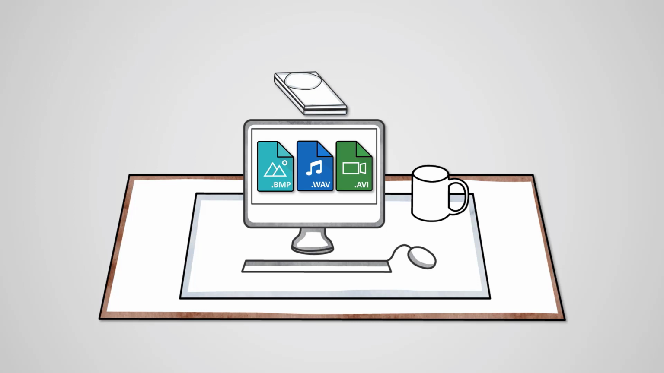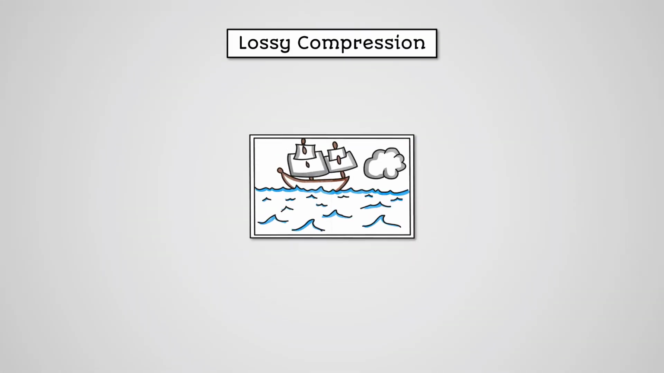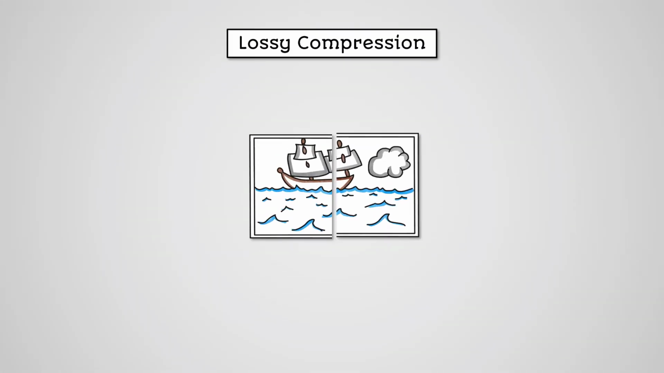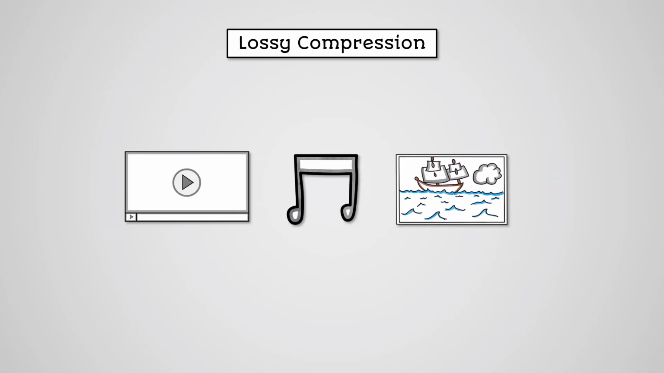There are two key types of compression: lossy and lossless. With lossy compression, file sizes are permanently reduced by deleting some data from the file. This means that the data cannot be restored, and so the effects of the compression cannot be undone. Lossy compression is most commonly used for video, audio and image compression.